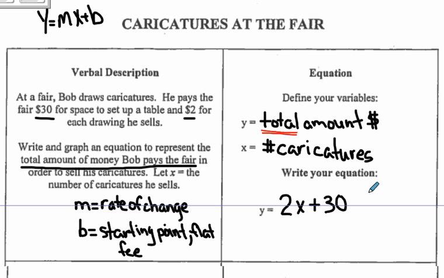So the equation for this verbal description is y equals 2x plus 30, where $30 is this flat fee that he has to pay no matter what. That's his starting point. His bill is always going to start at $30. Then this is the number of caricatures he sells. So for every caricature he sells, he has to pay $2. So that's our rate of change. Then we have our y, that's the total amount. When we add all this up, it's the total amount for his bill that he has to pay the fair in order to sell his caricatures that day.